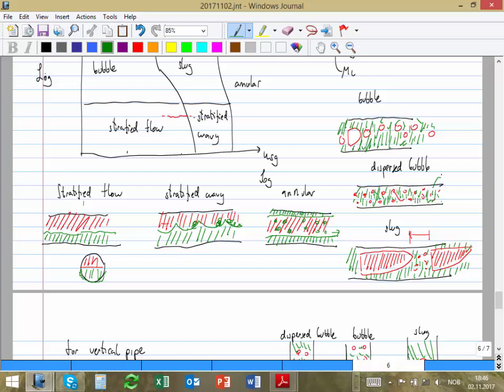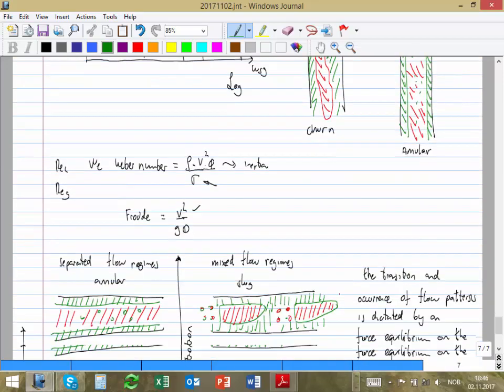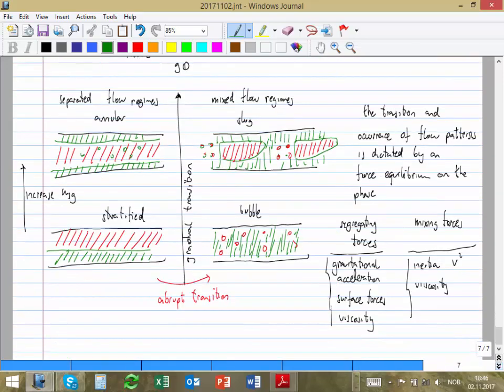Okay, in this one, liquid is wetting everything. In this one, it's like a combination. Sometimes it's liquid, sometimes it's gas. So the calculation of the pressure drop depends very much on the flow pattern. That's the conclusion. So you will see when we make calculations in the pipe, we usually want to know the flow pattern.